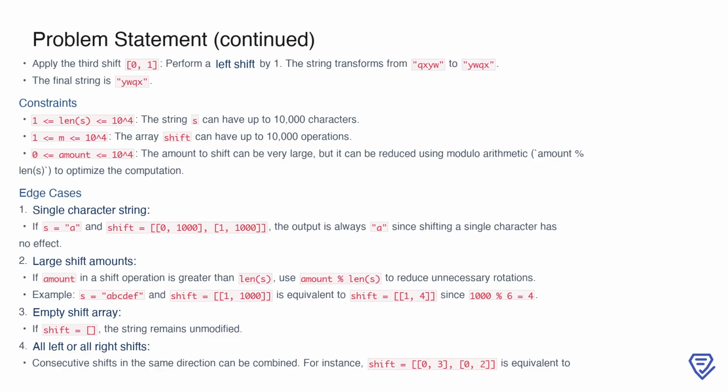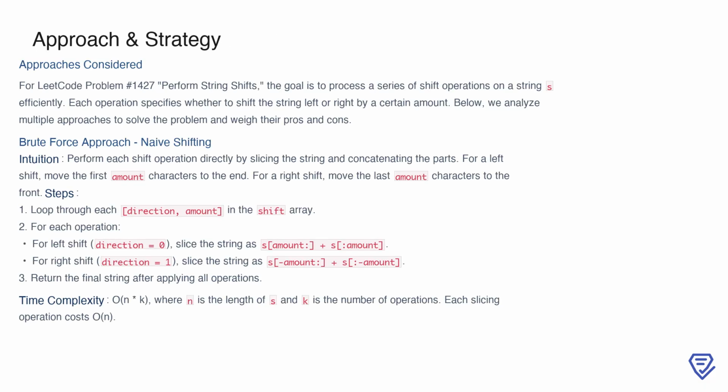When multiple shifts occur in the same direction, we can combine them into a single operation to simplify the process. For instance, consecutive left shifts like 0, 3 and 0, 2 can be combined into 0, 5. This helps optimize the computation and reduces redundancy in the operations. By carefully accounting for these constraints and edge cases, we can design an efficient solution that handles large inputs and ensures correctness. The goal is to use these principles to process the input string and shift array systematically, ultimately returning the desired result after applying all the specified operations. To solve the problem of performing string shifts efficiently, we first consider a brute force approach.